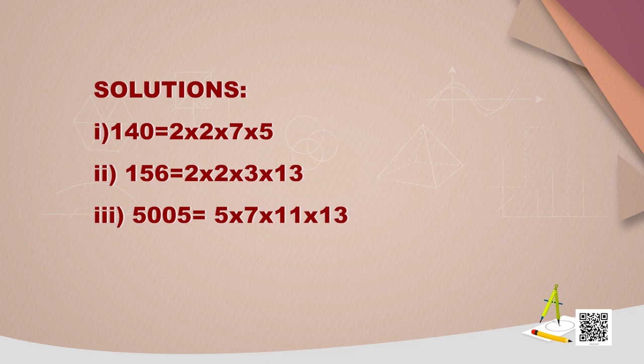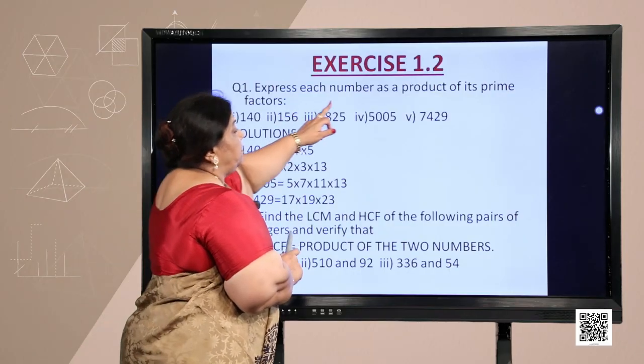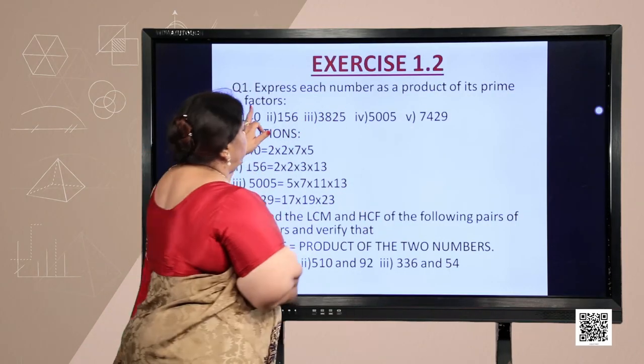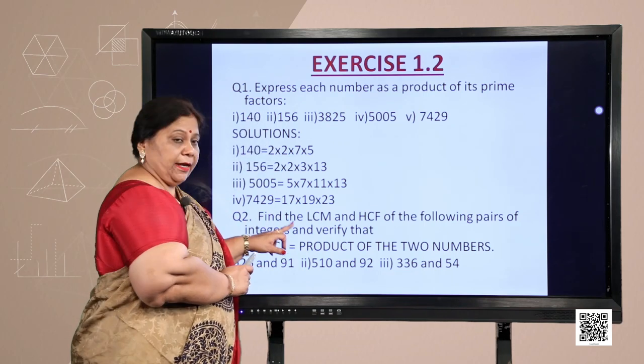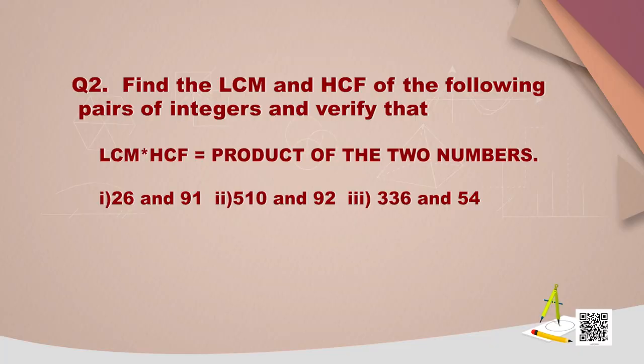See that all the numbers are prime numbers. 7429 can be expressed as 17 into 19 into 23. So, we have expressed the numbers as product of the prime factors in all the four cases. Now, let us look into the second question. Find the LCM and HCF of the following pairs of integers, and also verify, this is an important result, that LCM into HCF is equal to product of the two numbers.